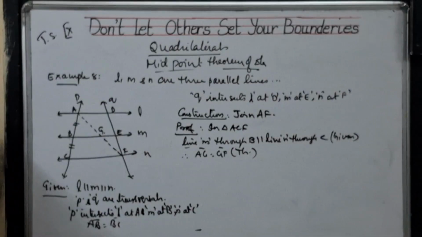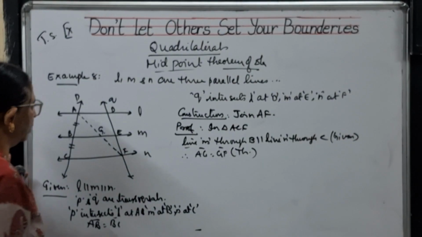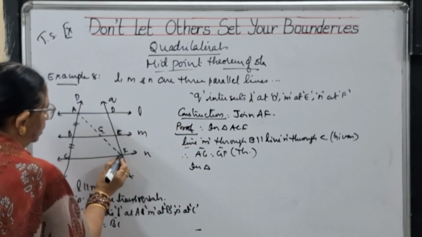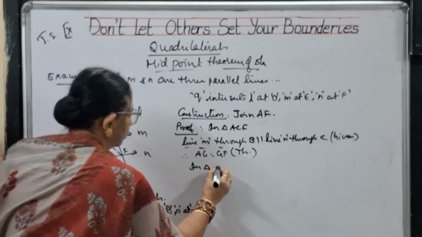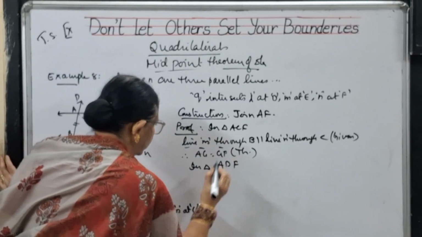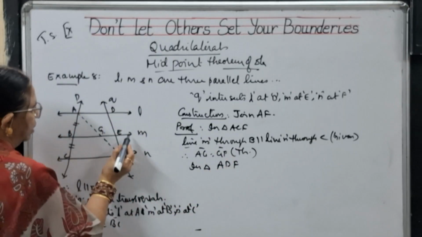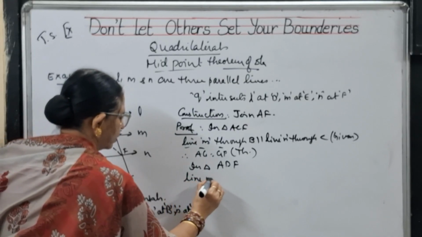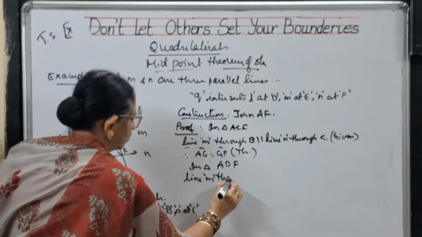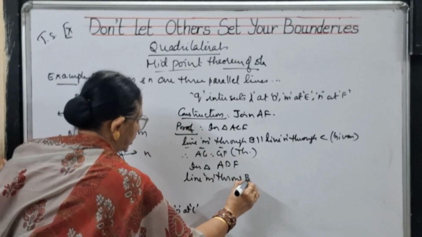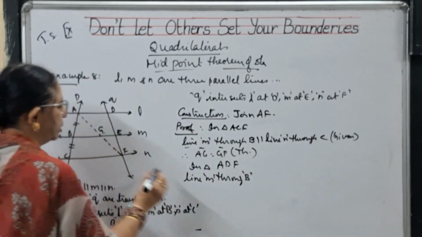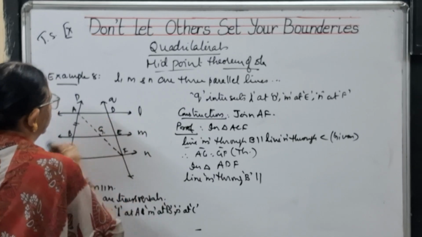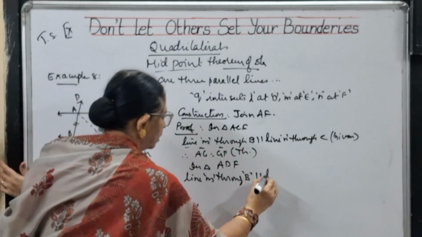This we can put in triangle AFD or ADF. In triangle ADF, see, line M through B is parallel to line L through A.